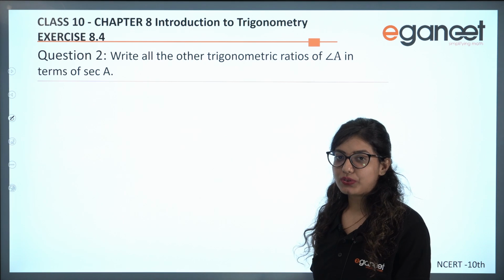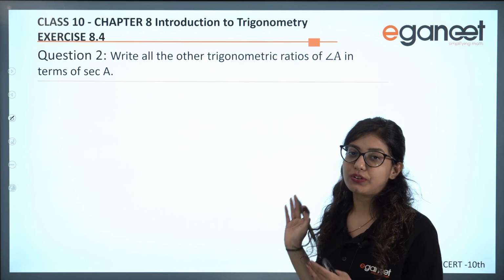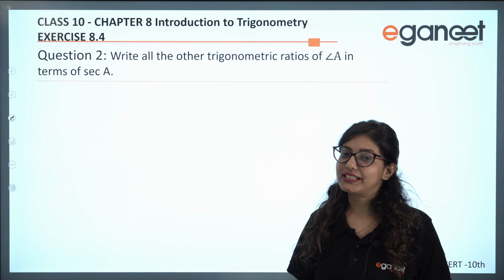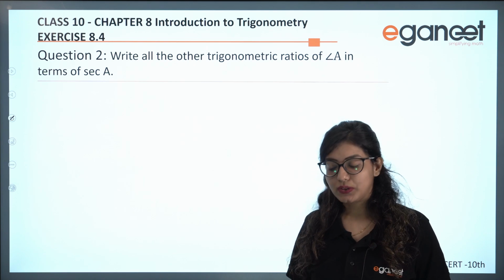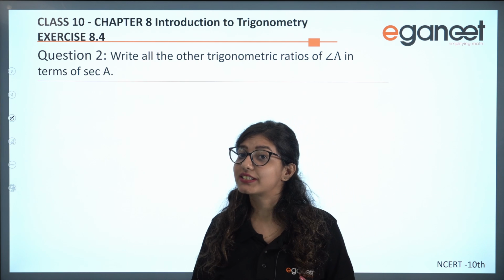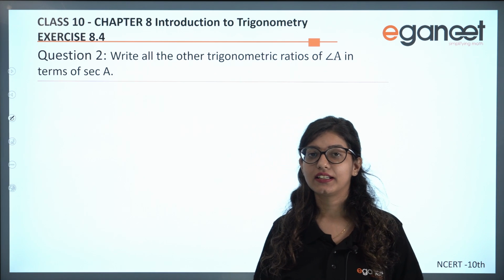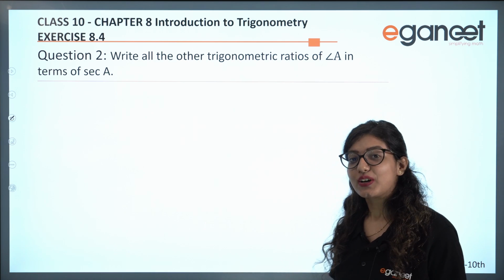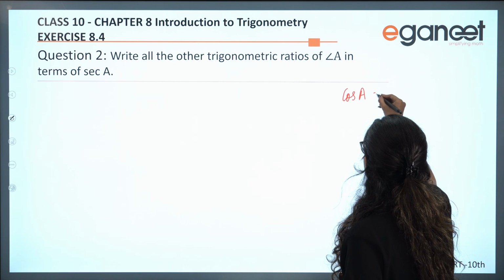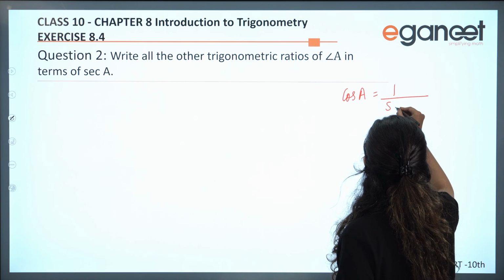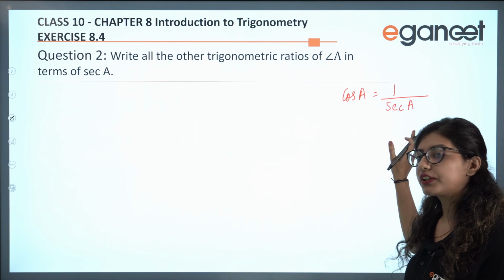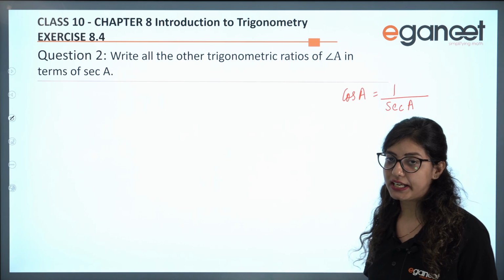So here we need to write all the other trigonometric ratios of angle A in terms of secA. So now, do you remember any trigonometric ratio which is reciprocal of secA? Yes, it is cos A. So we know that cos A can be written as 1 upon secA. So we have already written one trigonometric ratio in terms of secA.